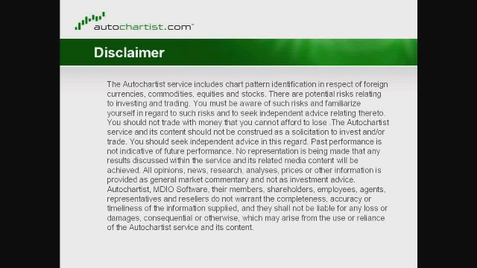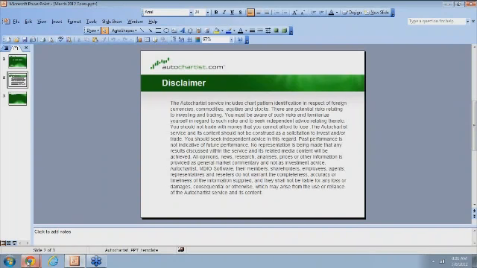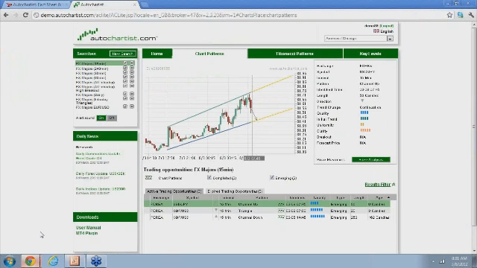Okay, the first thing we want to look at is the Autochartist platform, and it's designed to be very easy to use. You don't really have to know anything about technical trading to trade the platform. It does help, of course, if you have a background in some of the basic mechanics of Forex trading. You should be familiar with the terminology of support, resistance, breakouts, things like that.